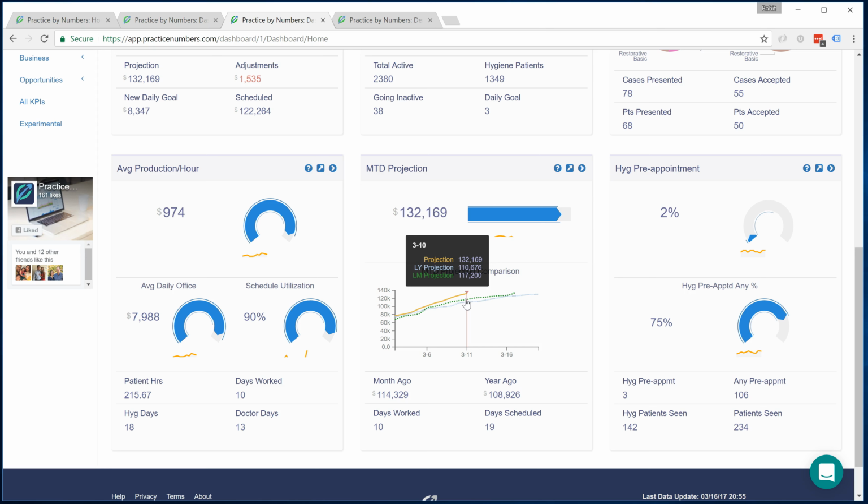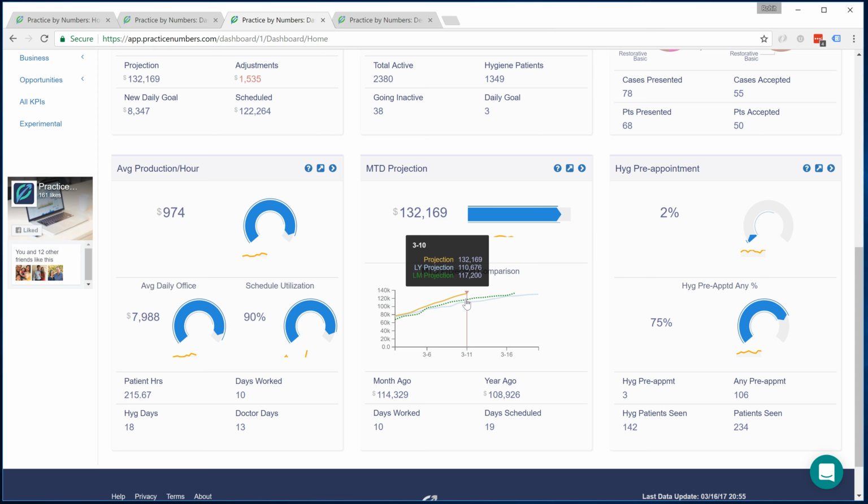Now, if you went back one month, on the 10th working day of February, the projection at that time was 117. So it's helping you understand where you are on the 10th working day. Are you ahead or behind last month? Okay, and the light blue line is last year, the same month's production.